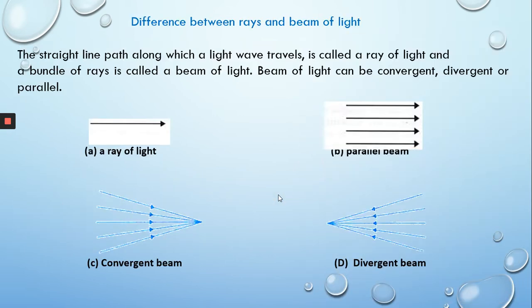Now let us discuss the difference between rays of light and beam of light. The straight line path along which a light wave travels is called a ray of light, and it is represented by a straight line carrying an arrow. A bundle of rays is called a beam of light. So a beam of light can be convergent, divergent, or it may be a parallel beam of light.